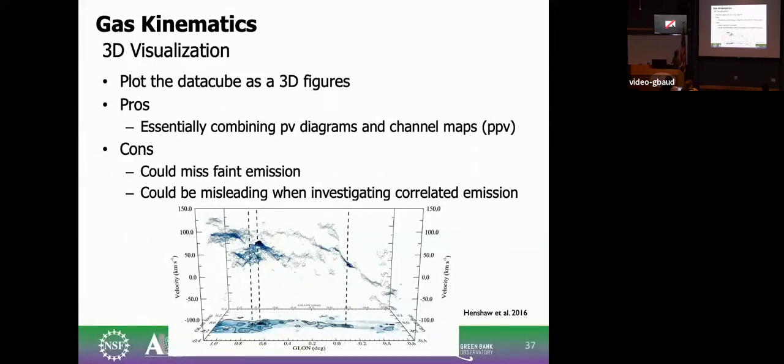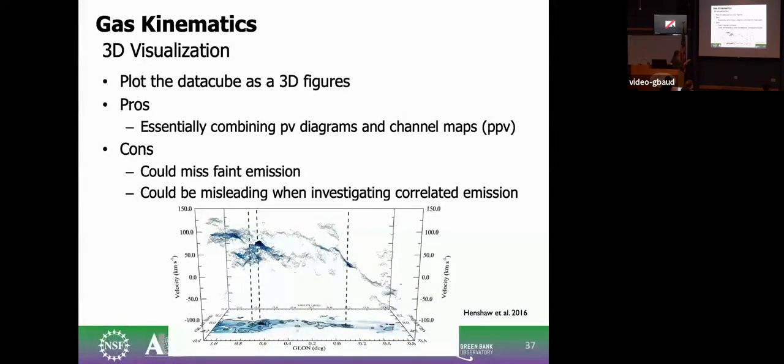Now the cons for doing this is that sometimes you can miss some phase emission that's in there. If there's any type of phase emission between these sources, it can be challenging to see that. Plus, it could be a little bit misleading when you're investigating correlated emission or large scale structures. Some of these features that might be similar in velocity space could be physically separated, for example, across the center of the galaxy, which is what they're showing here.